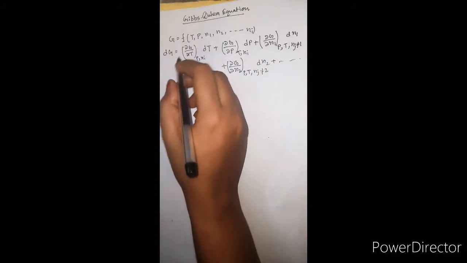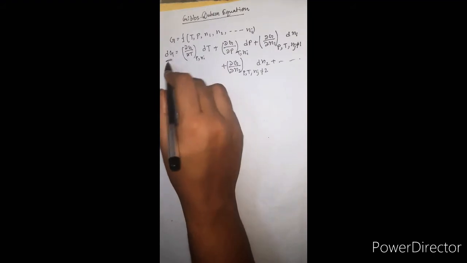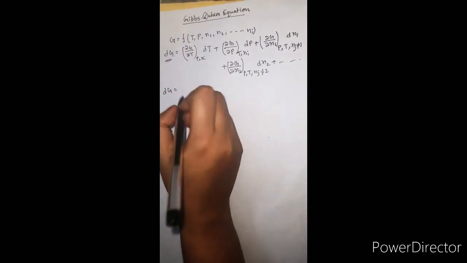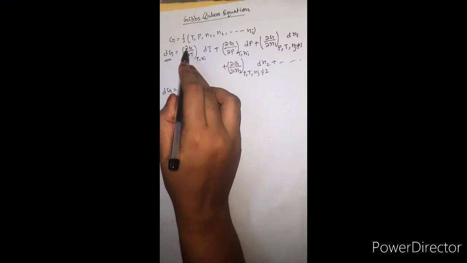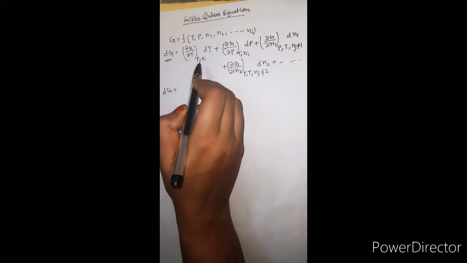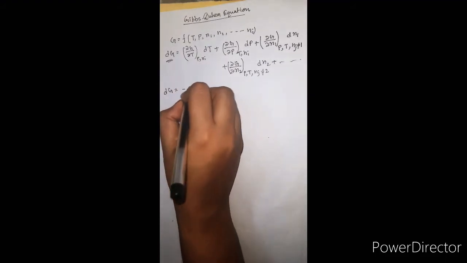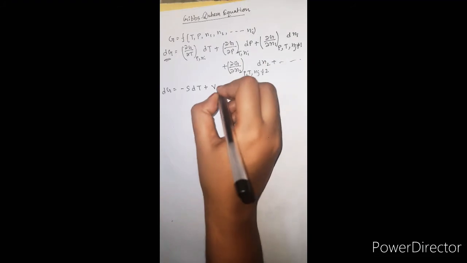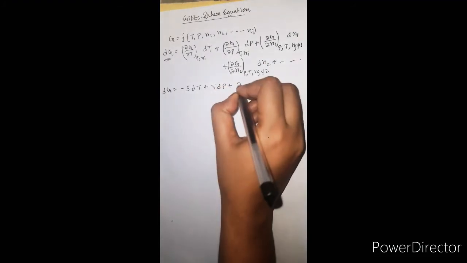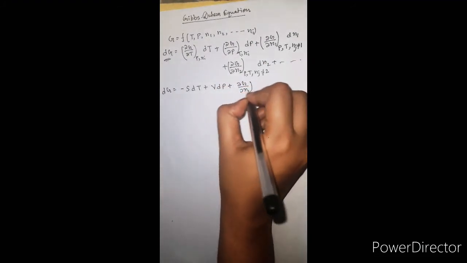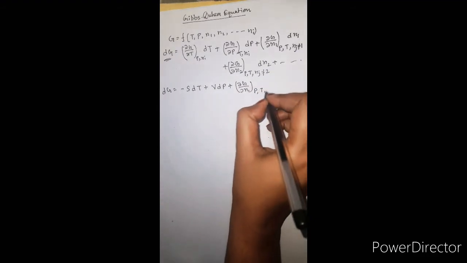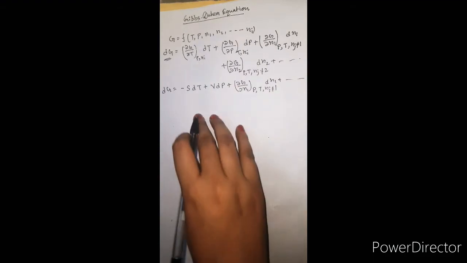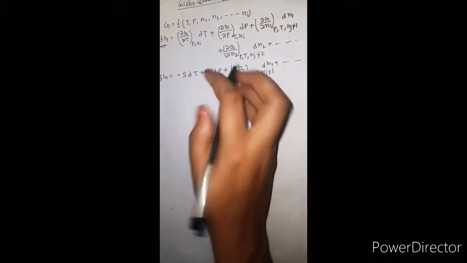Now this dG is equal to, we all know that del G del T at constant P and ni is equal to minus S, and del G del P is equal to V. So minus S dT plus V dP plus del G del n1 at constant P, T and nj not equal to 1 into dn1, and like that. Now what is the significance of this term?